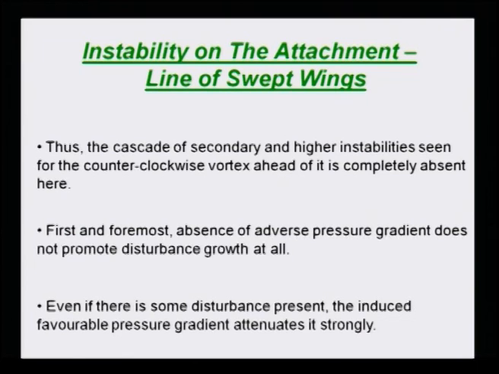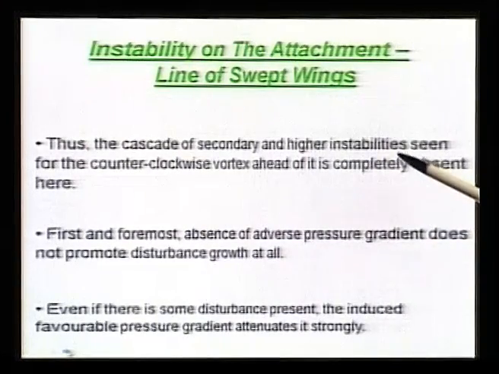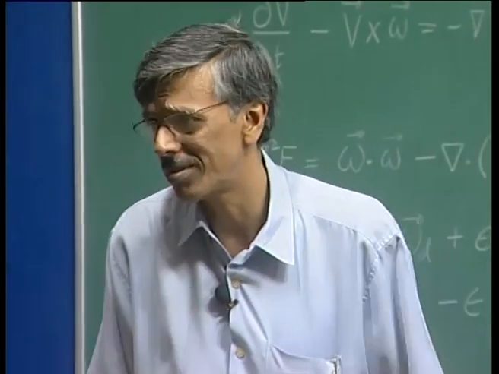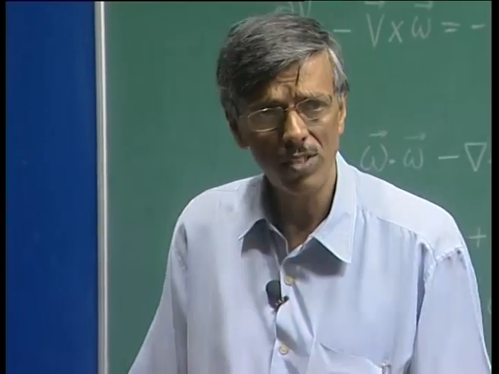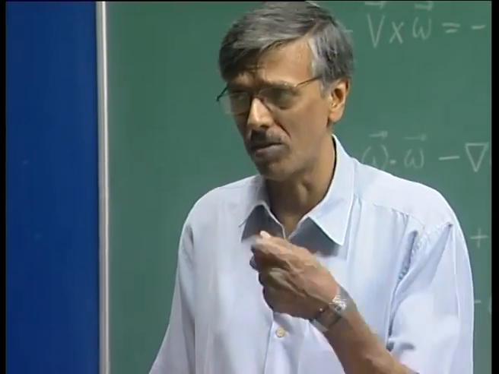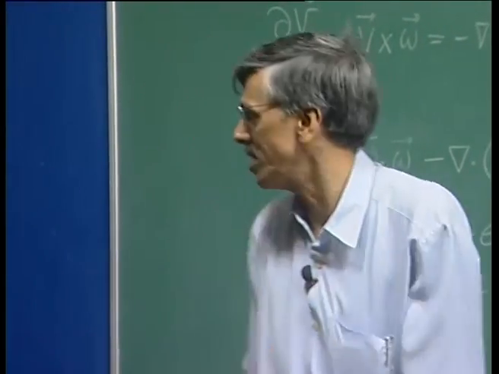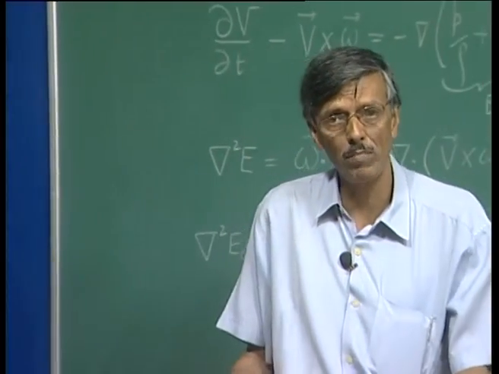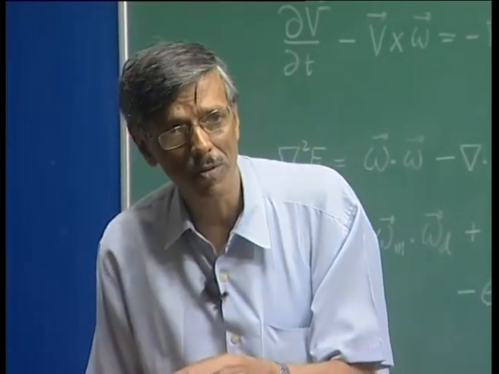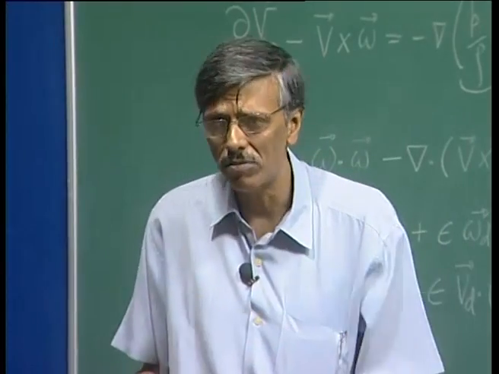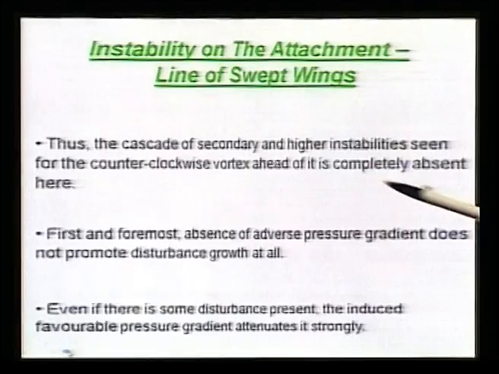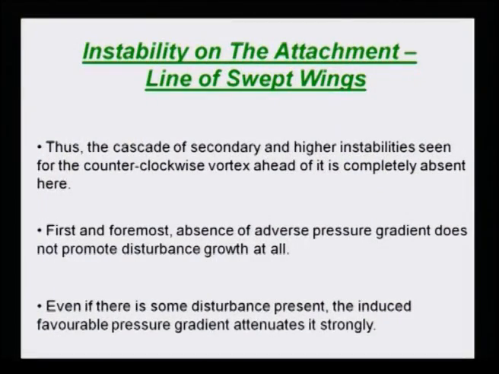Now, when we look at the clockwise rotating vortex case, we are going to see none of this secondary or tertiary instabilities that we saw for the counterclockwise case, because there everything was triggered by adverse pressure gradient, and the cascade was accelerated because of this primary to give rise to secondary and tertiary. But here the scenario is completely different. Ahead of the vortex, for a clockwise rotating vortex, you are going to get a favorable pressure gradient. Even though you can create some kind of large disturbance, it is going to be attenuated due to the favorable pressure, and there is no question of secondary or higher instabilities showing up there.